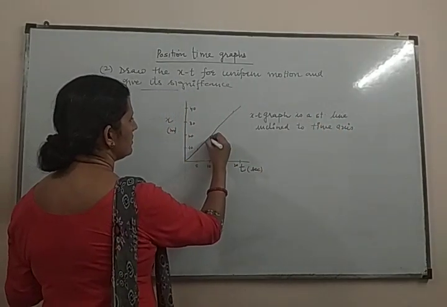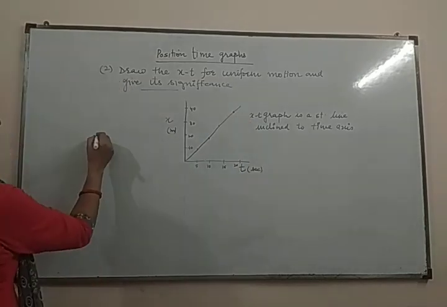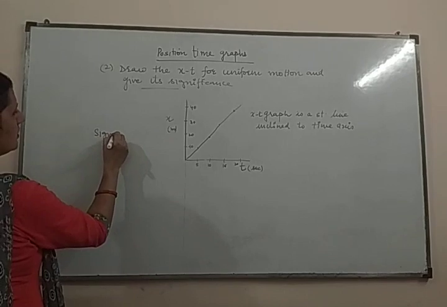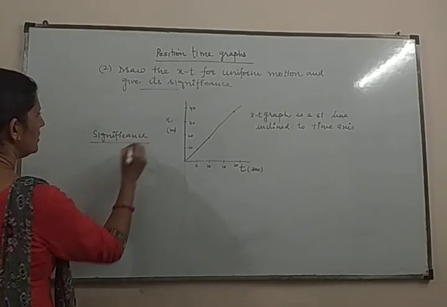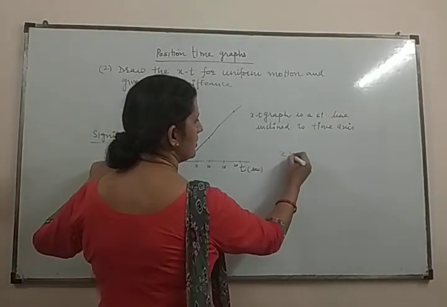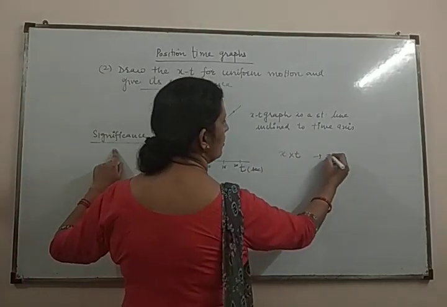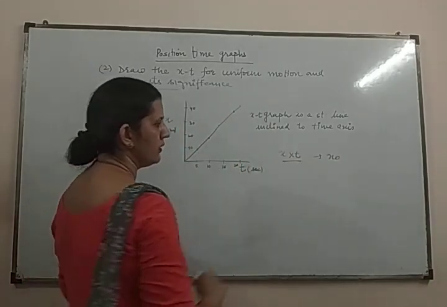These are the points. So what is the significance? For significance, first you see, is there any formula of the multiplication? Position into time? No. So you cannot calculate the area under the graph.